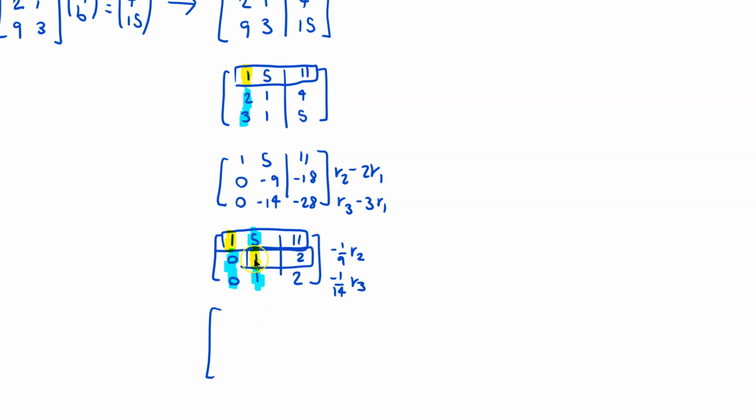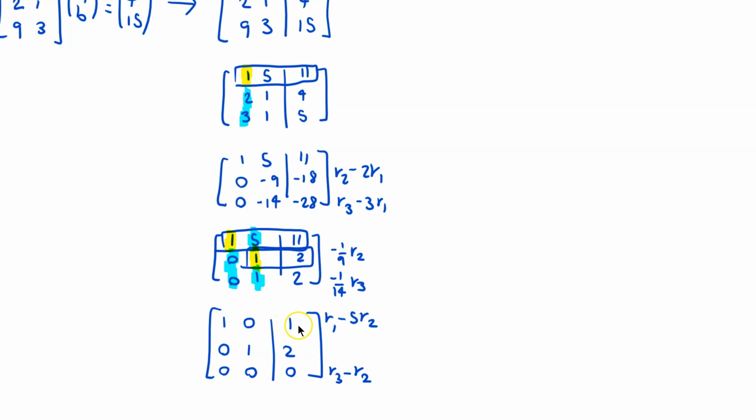I'm gonna subtract 5 times row 2 from row 1. So let me see, 1. This one stays the same. 5 minus 5 is 0. 11 minus 10 is 1. Then second row stays the same: 0, 1, 2. If I subtract row 2 from row 3, everything is going to get cancelled out. So I'm just going to get all 0. And this is fine as well. So if I were to write out, this is row 1 minus 5 row 2. And then this is row 3 minus row 2.